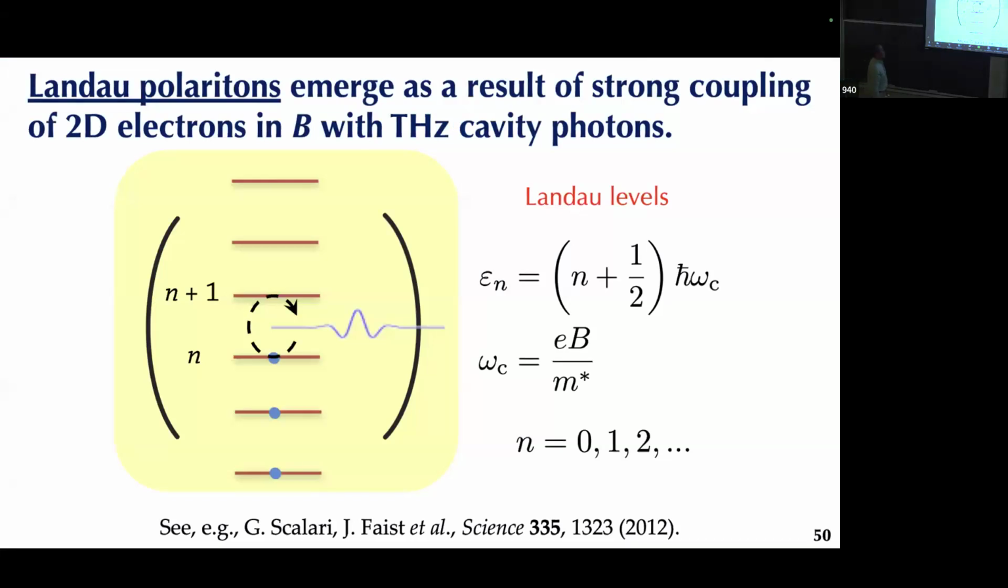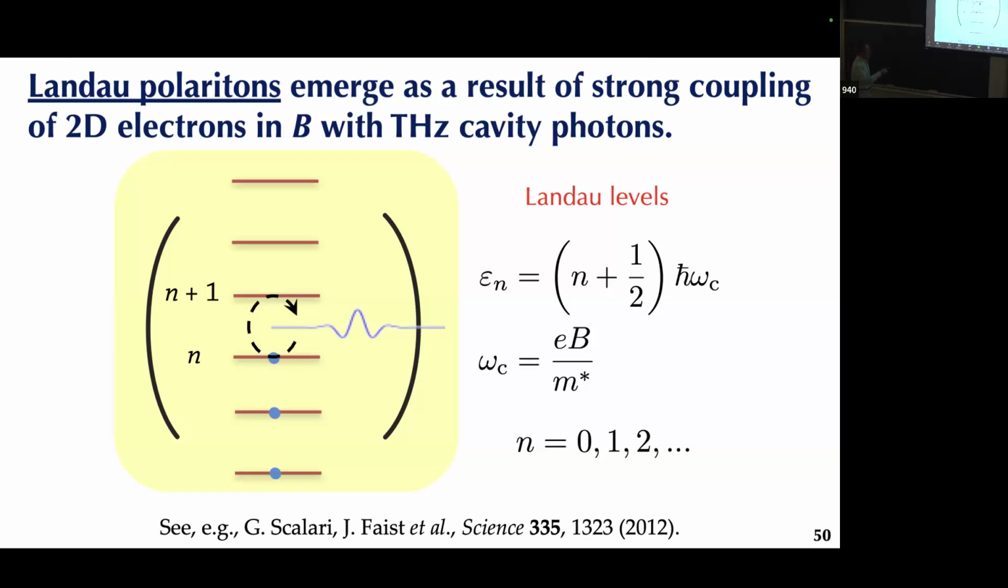Okay, so Landau polaritons emerge as a result of strong coupling between 2D electrons and terahertz cavity photons. We place a two-dimensional electron gas in a terahertz cavity, and we apply a perpendicular magnetic field which Landau quantizes the system. So the system is Fermi degenerate. There's a well-defined Fermi energy in the presence of a magnetic field. We have filled Landau levels and empty Landau levels, and the optical transition that we're interested in is the one from the highest occupied Landau level, let's say the nth Landau level, to the lowest empty Landau level, n plus one. The selection rule is such that we can couple between adjacent Landau levels, so n to n plus one.